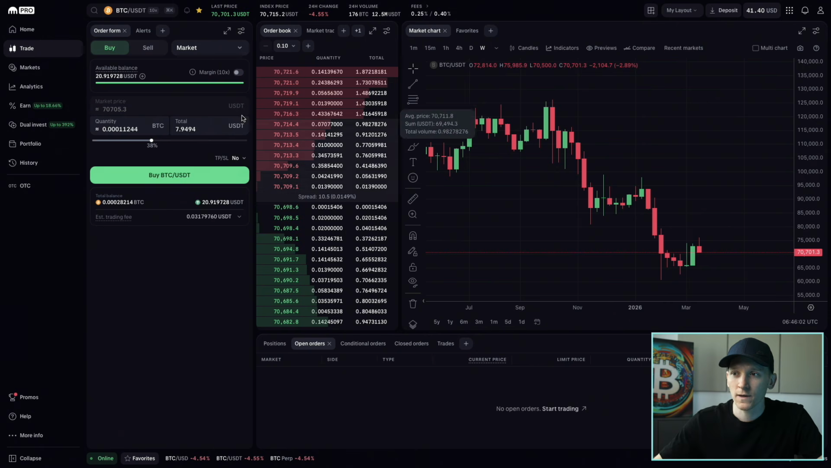So in the trading system here on Kraken Pro, I'm going to buy with a market order.